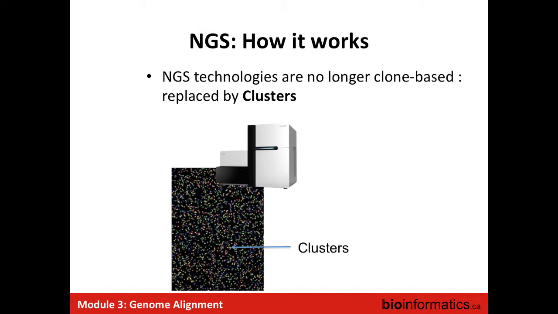So how does it work? The idea is to do the same as with the clone-based approach: to look at the fluorescence of your bases, and at each incorporated base, which fluorescence it corresponds to, to know which base has been added to the sequence. Instead of looking at a specific vector, the idea is to take pictures of millions of sequences at the same time, and to be able to resolve that informatically, and to know, okay, this dot corresponds to this specific sequence, and so on for each base.